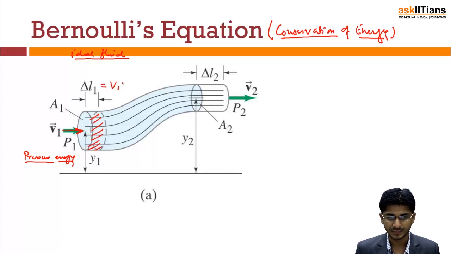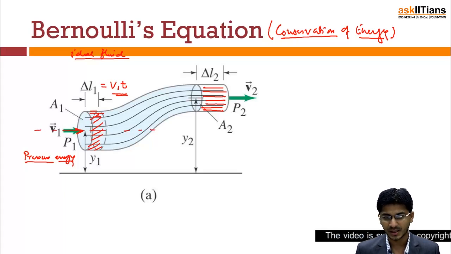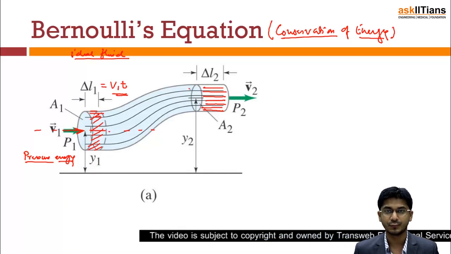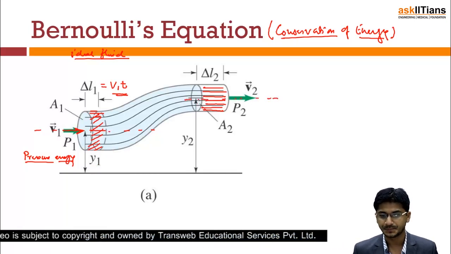Now consider this element of the liquid, delta L1. Suppose it's moving with V1, so it moves V1 times T in time T. In the same time T, at the other section exactly at the end, the fluid is moving with velocity V2. Here the work done by pressure will again be called pressure energy. Now this cylindrical element has come to a different height: the center of mass was at height Y1, and now it is at height Y2.